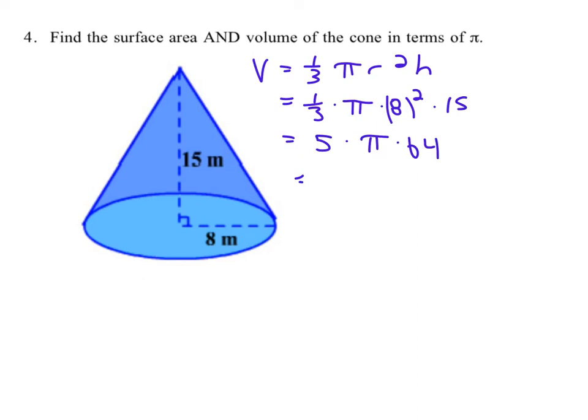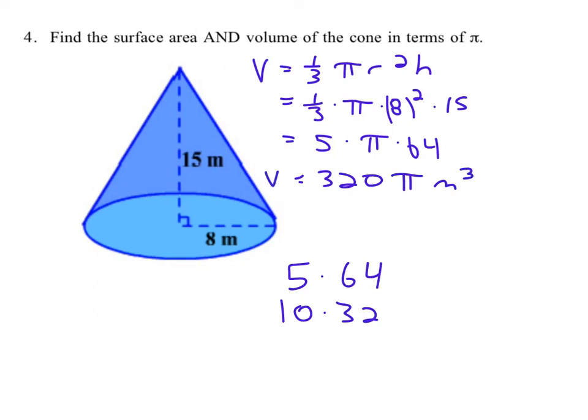And you might know my trick, which is if I take two numbers multiplying together, I can double one number, so double this to 10, take half of the other number, this is 32, and now I'm doing 10 times 32, which is 320, and that makes it really easy. So I have now 320 pi. And what are the units? The units are meters cubed because it's volume. So there you go. That's the volume of that cone.